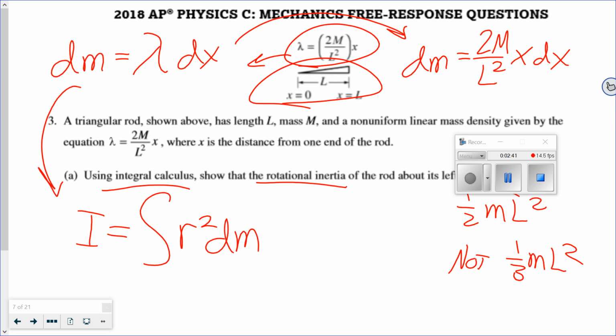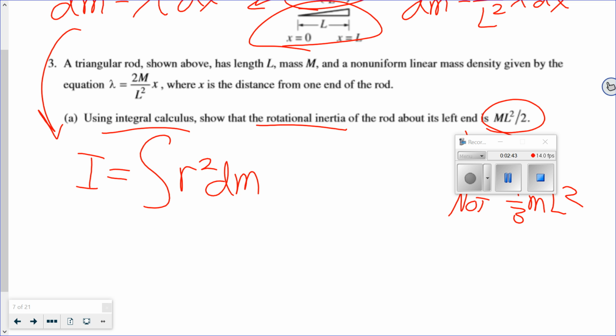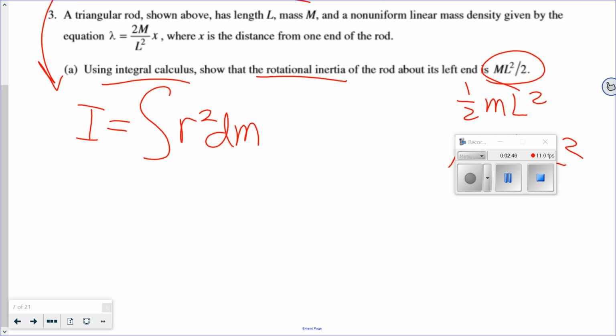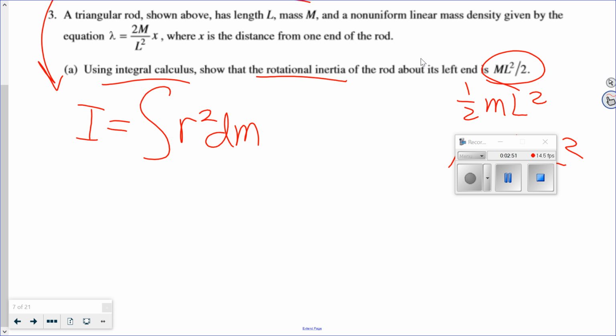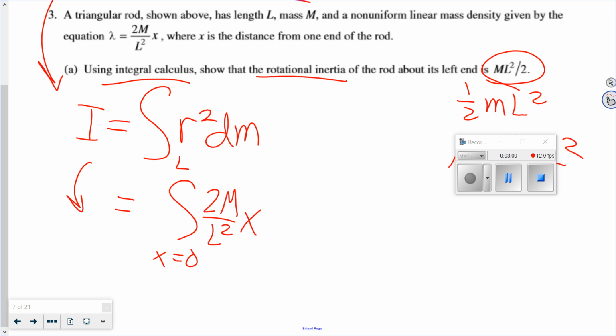So part of why I'm having you do this, part of the one on the test is just can you set up this integral and make a reasonable attempt at it. It's not the wedge, it's a different one. Okay, so I'm going to integrate from x goes to 0. I don't think you really need the x there. And now look out here. I have to do 2m over L squared x. That's part of my dm. I still need my r squared, which is x squared dx.